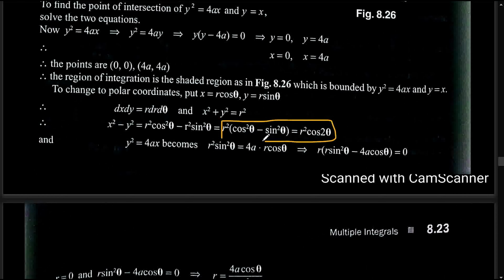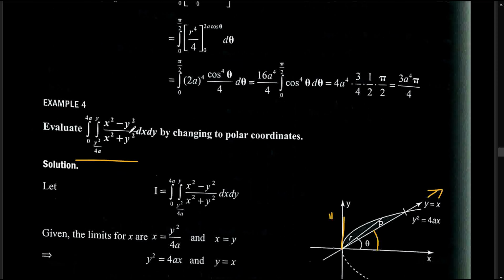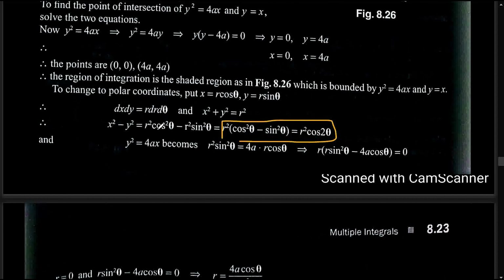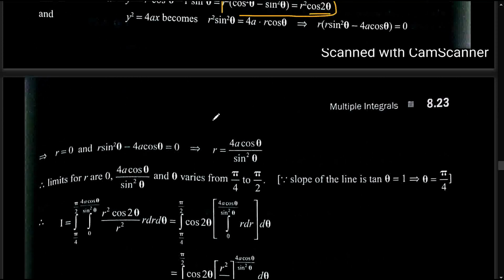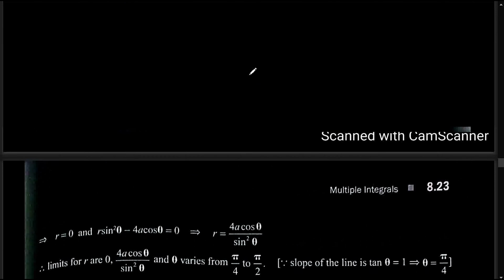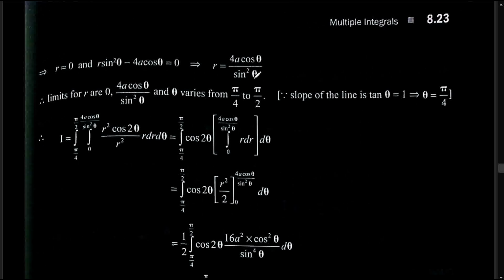If you put everything in and solve, an important formula will be used here: changing this x square minus y square, which is present here, cos square theta minus sin square theta will be present. Cos square theta minus sin square theta is equal to r square cos 2 theta. I mean, cos square theta minus sin square theta is equal to cos 2 theta. This is the cos 2 theta formula. And then for this you used to get these simple steps.